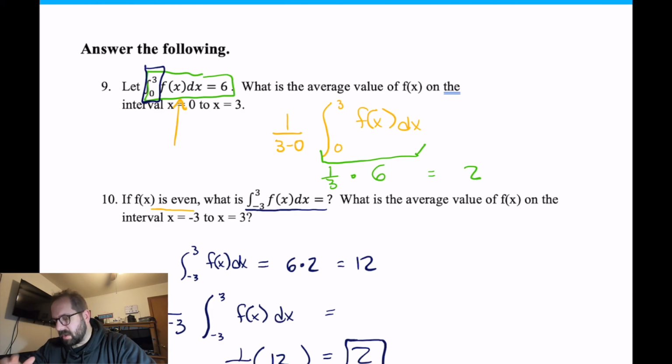I'll give you a function. Basically what this is doing is testing whether you know how to find an average using that little leading number out front. But it's also testing whether you understand even and odd functions, so whether you know how that works. So, all right, but there you go.